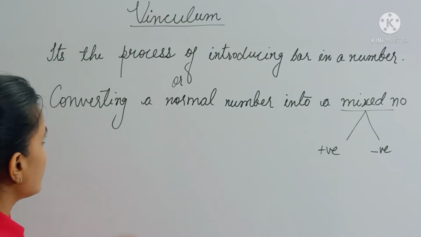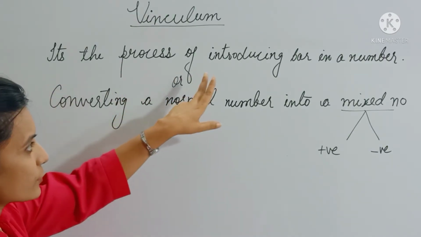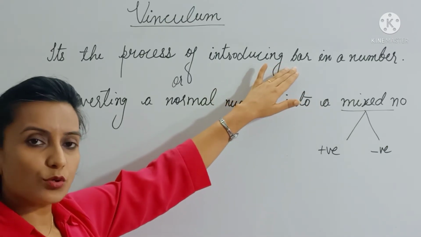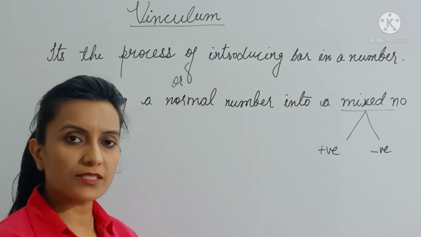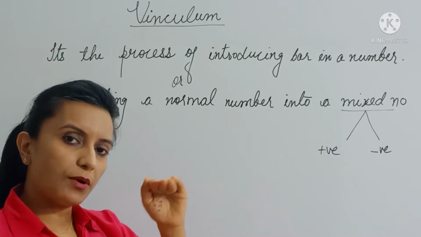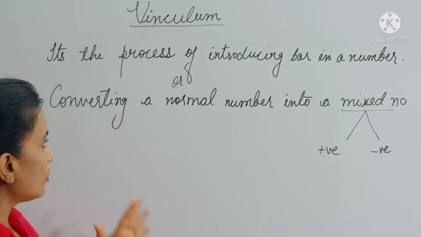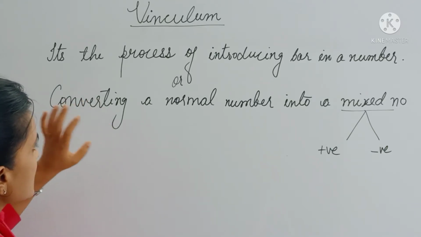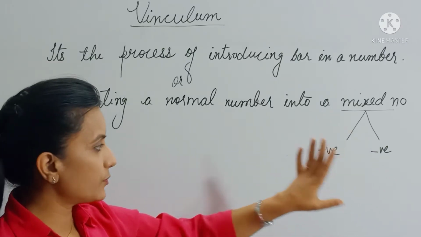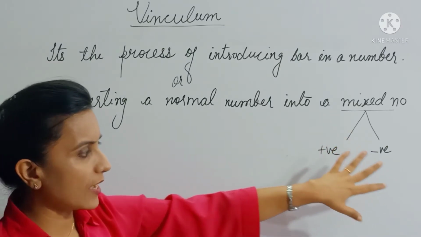So you can see that vinculum is the process of introducing a bar in a number. Now you must be thinking what is bar, right? So in Vedic mathematics, bar means negative. To represent a negative number, we put bar on that number. Okay, so you can also say vinculum is converting a normal number into a mixed number. So mixed number means converting the number into positive and negative.